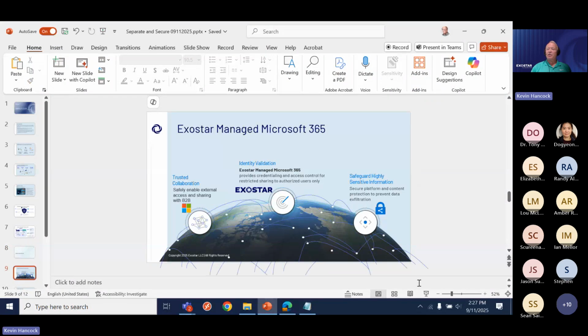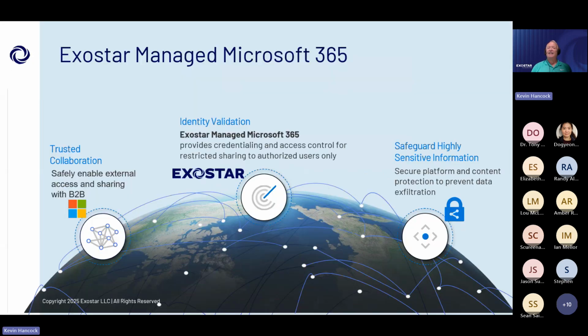So hopefully that gave everyone a good idea of the features and functionality within Exostar's managed Microsoft 365. We're using that collaboration functionality that you're familiar with there in Teams. We're tying that with Microsoft's GCC High environment to make that compliant with NIST 800-171 and because of that, CMMC. Exostar is providing that trust relationship for you and your third parties to work together.